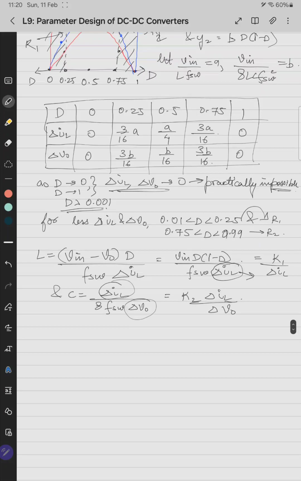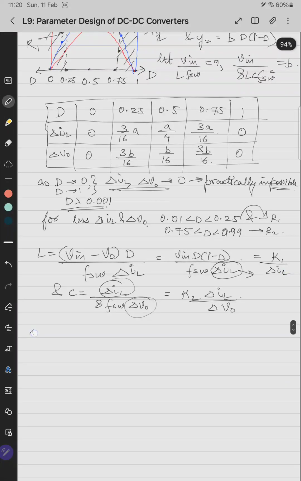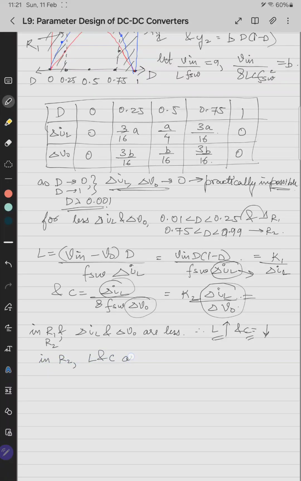So what happens is in region 1, both delta IL and delta V naught are less. Therefore L will be high and C will be smaller. A smaller term divided by a smaller term is a smaller term, so C will be reduced. Even for region 2, the same condition holds. Now if you want to reduce the inductance, we have to see how to select the capacitor for the rate of change of delta IL by delta V naught. So we have to establish a relation between delta IL and delta V naught. It is observed that in R2, L and C are optimized.